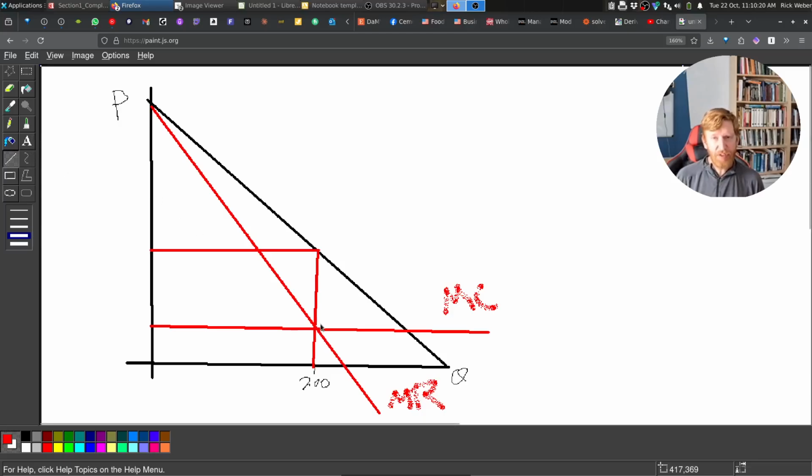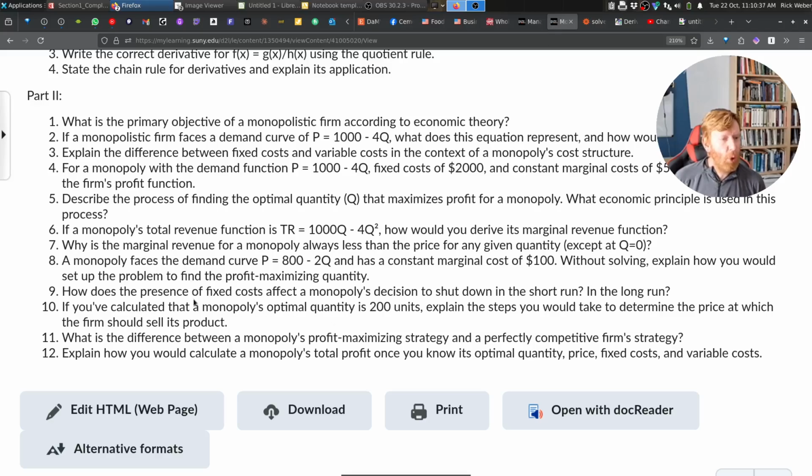So we solve this by finding where marginal revenue hits marginal cost. We use that to find the quantity. We use the quantity and the demand curve to find the actual price that corresponds with that underlying marginal revenue. Cool.